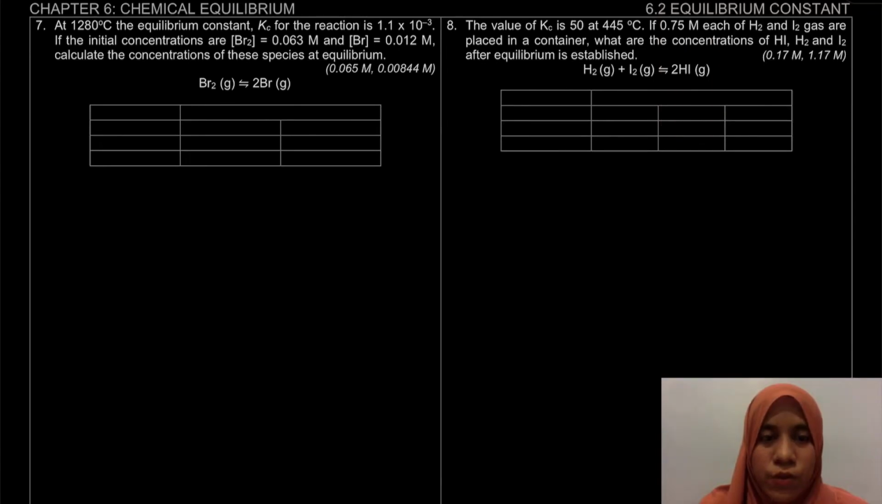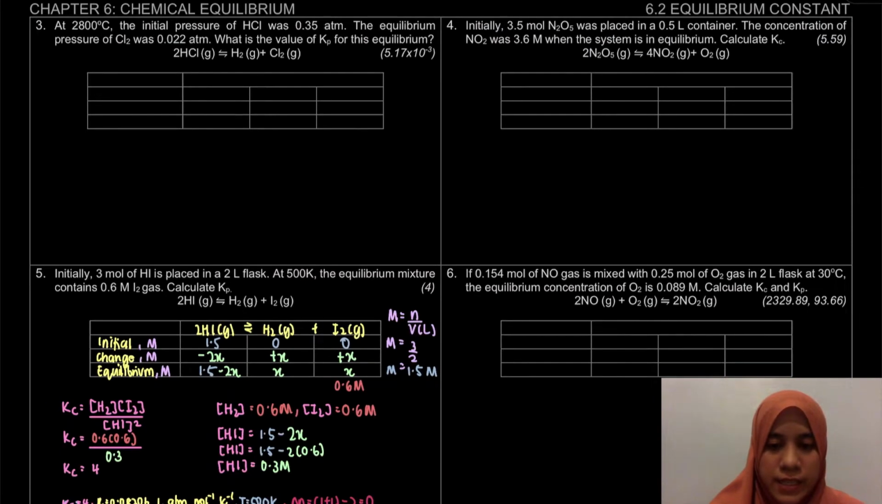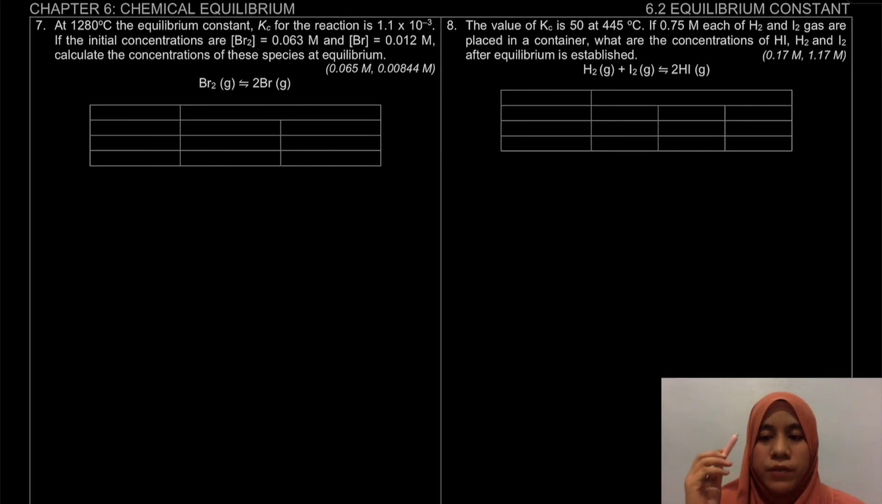Okay, next is question 7. So for question 7, let's look here. At 1280 degrees Celsius, the Kc for the reaction is 1.1 exponent negative 3. This one is a bit different because previously we had to find Kc. Calculate Kp or Kc? Here C, here what else? P. Okay, for this case, it already gave you Kc.